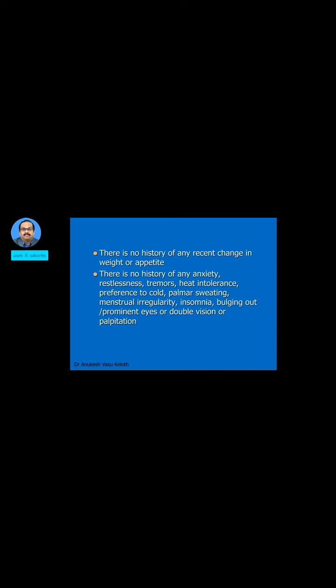There is no history of any anxiety, restlessness, tremors, heat intolerance, preference to cold, palmar sweating, menstrual irregularities, insomnia, bulging out of prominent eyes, or double vision, or any palpitation. There is no history of any cold intolerance, preference to heat, dry skin, tiredness, lethargy, daytime sleepiness, poor memory, menstrual irregularities, or infertility or constipation. There is no history of any chest pain on exertion, or any exertional dyspnea or any breathlessness on exertion.